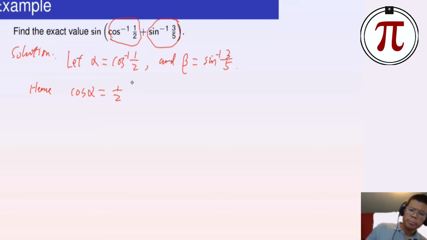Now, for this one, alpha is a special angle, right? Cosine alpha is 1/2, so alpha equals what? Pi over 3. So we can easily find this one. Alpha is pi over 3, because it must be between 0 and pi.